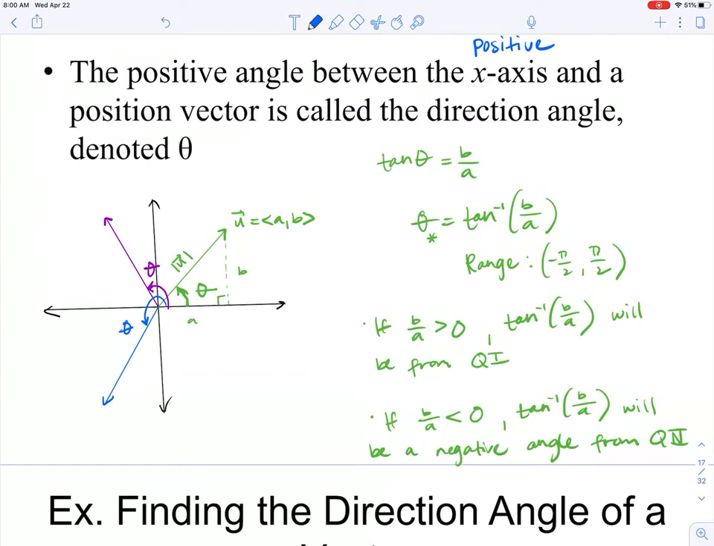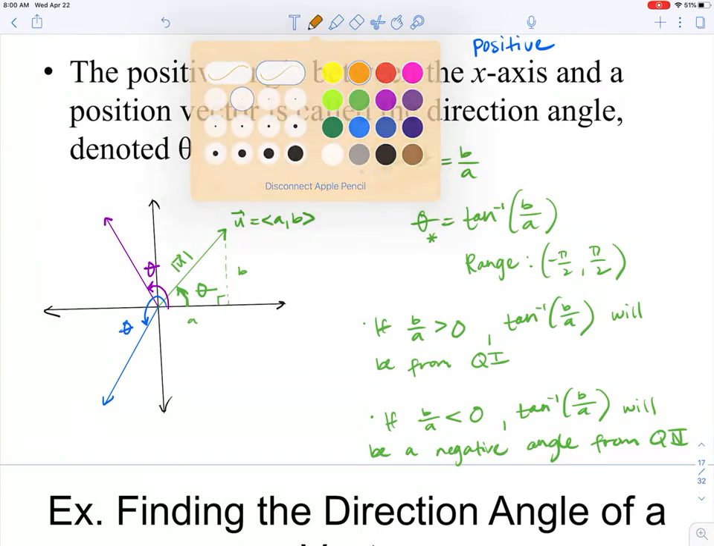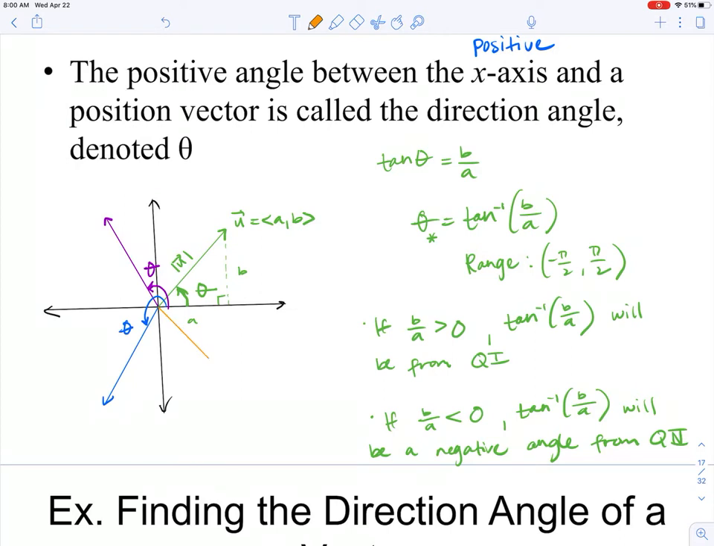okay, so that's the positive angle between the positive x-axis and the position vector. b over a in that case would be positive, because both a and b would be negative. So the ratio would be positive. So inverse tan of b over a would give us a positive angle from quadrant 1. The thing is, that wouldn't give us the angle in quadrant 3, so we would need to add 180 degrees.